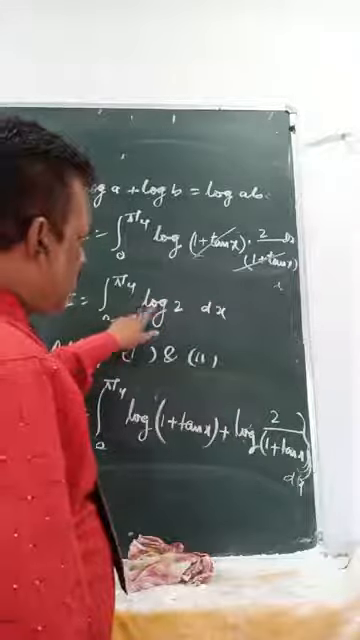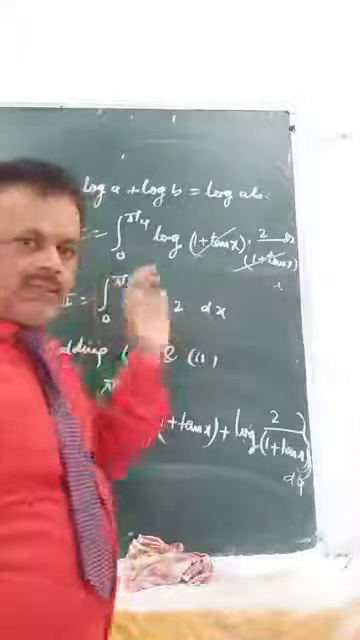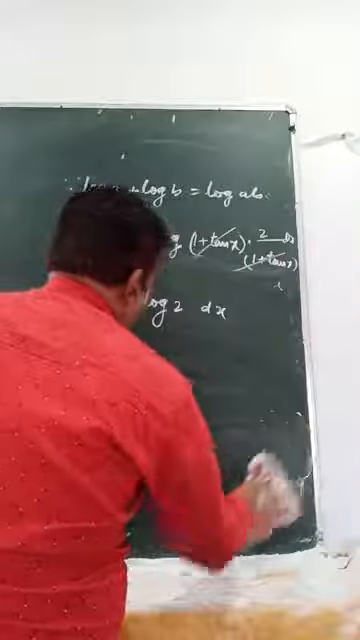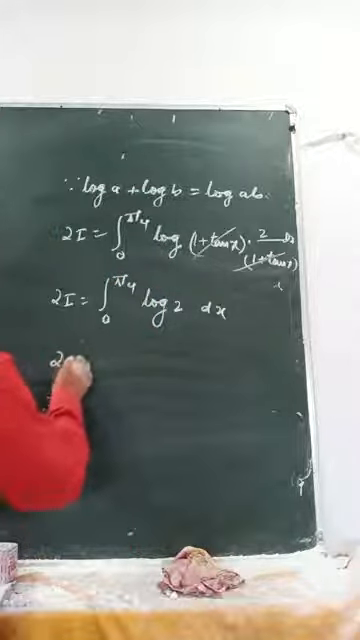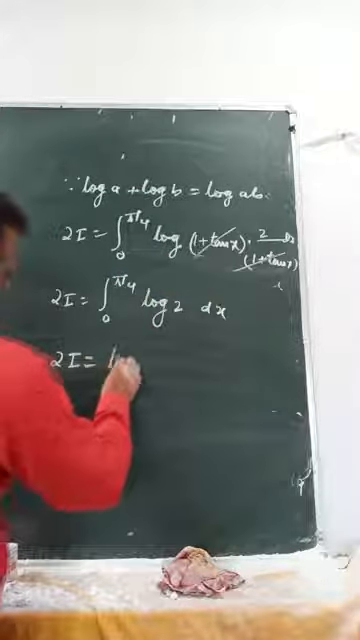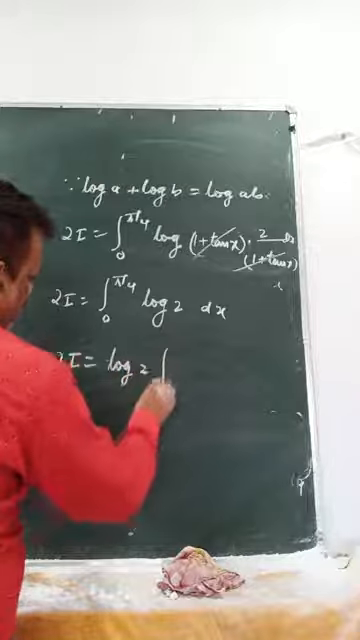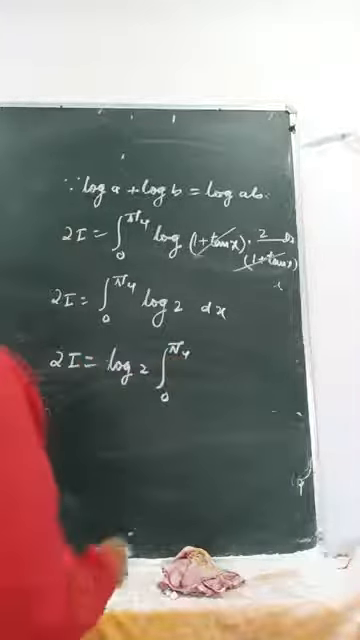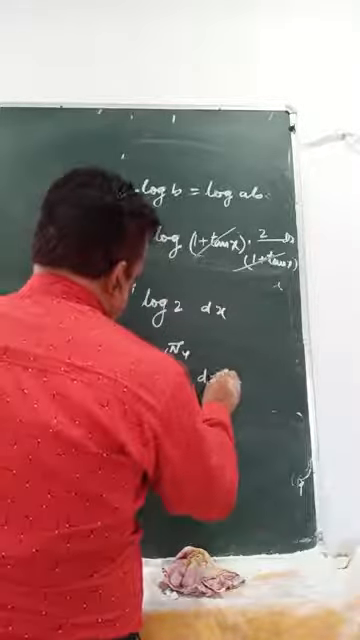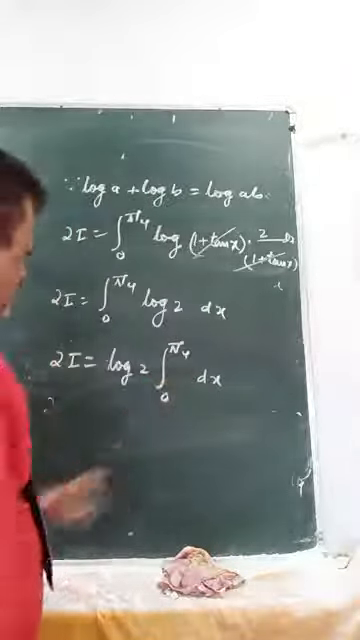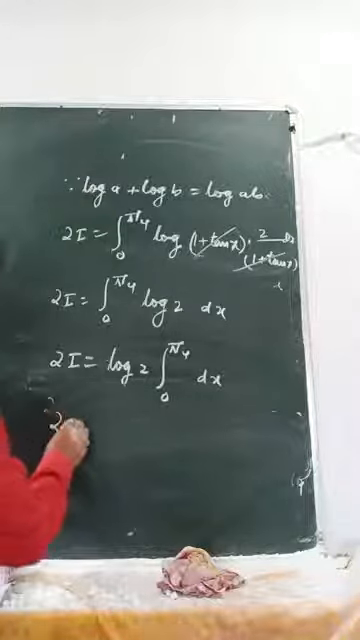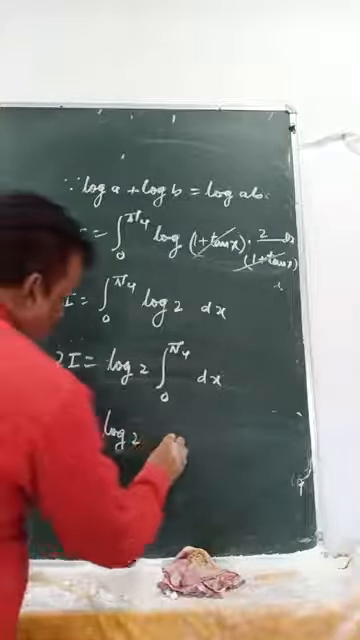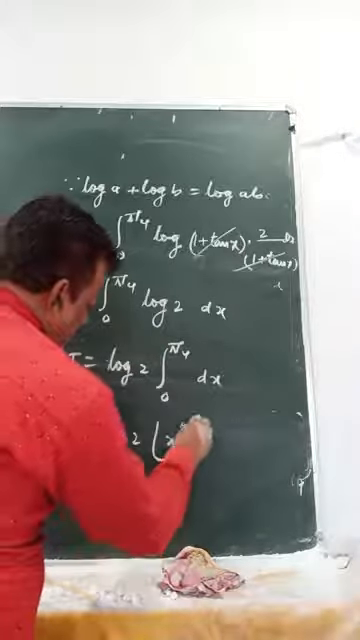Log 2 is a constant, it will remain outside, only integration of dx. So 2I equals log 2 taking out, integral 0 to pi by 4 dx. So the integration of dx is x. 2I equals log 2 into x, limit is 0 to pi by 4.